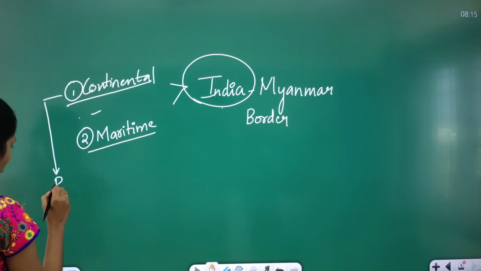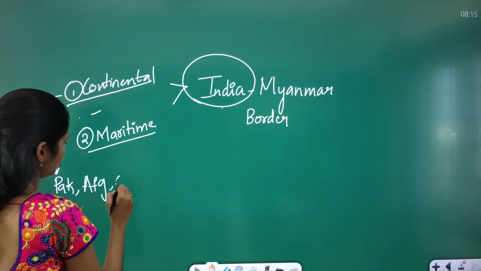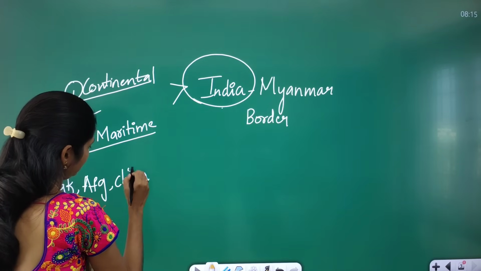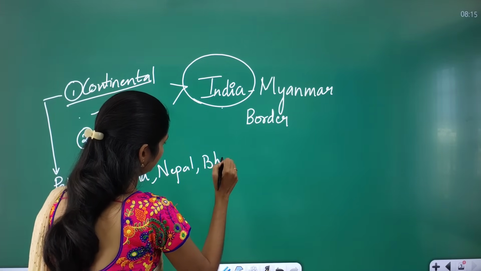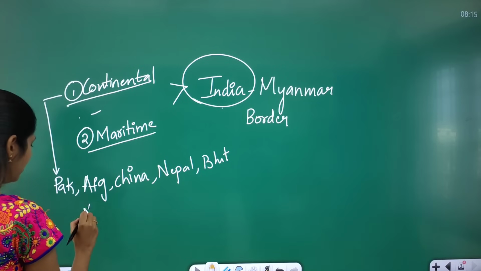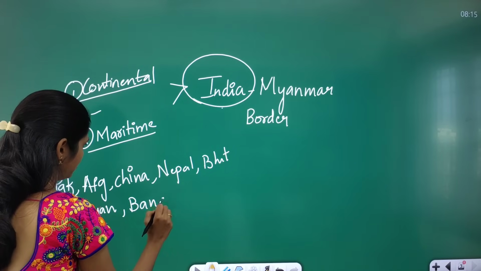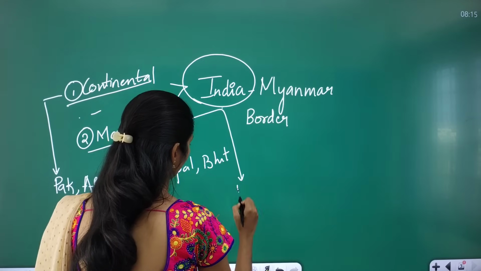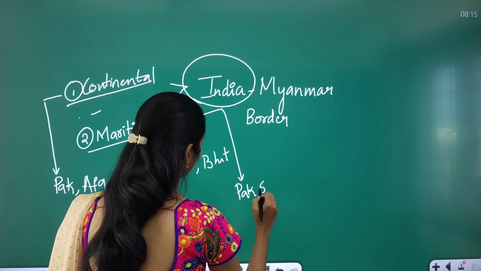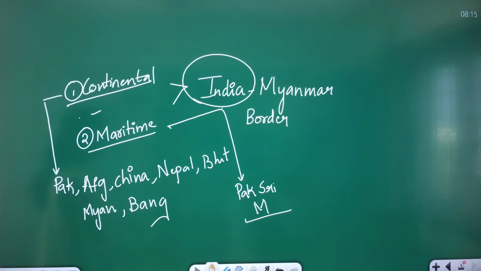For example, on the map we are sharing boundary with Pakistan, Afghanistan, China, Nepal, Bhutan, Myanmar, Bangladesh. So with these 7 countries we are sharing a direct land boundary, and with water we are also sharing boundary with Pakistan, Sri Lanka, and even with Myanmar we are sharing this maritime boundary.